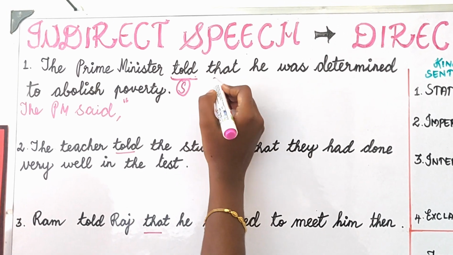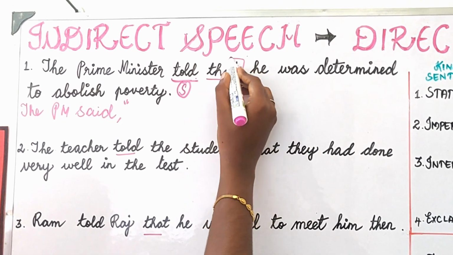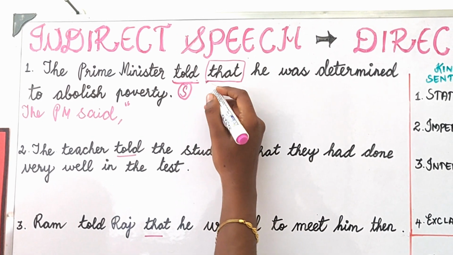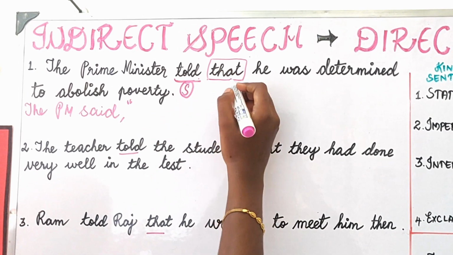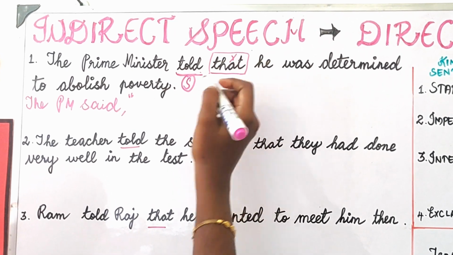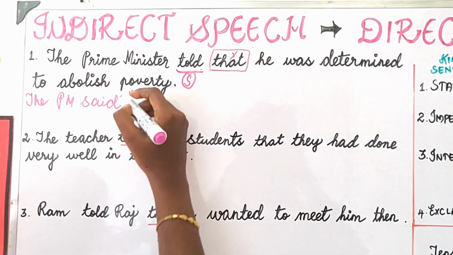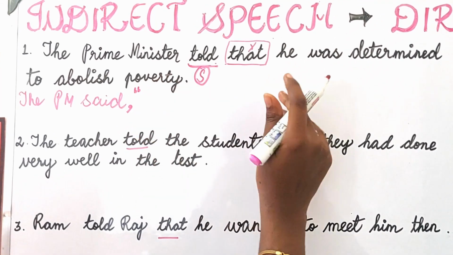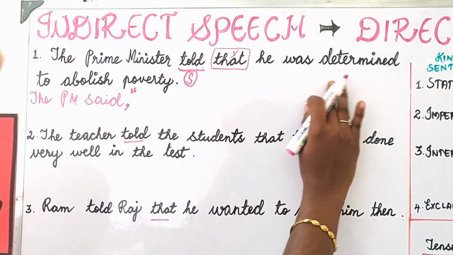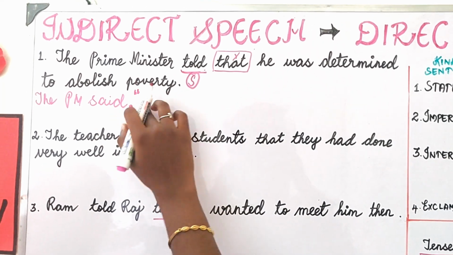Up next, we should see the conjunction. What's the conjunction here? That. With this also we can identify that it is a statement. So instead of that we add a comma. So now we are omitting this. What you have to add? Comma. Okay. Then open quotation. He was determined to abolish poverty.